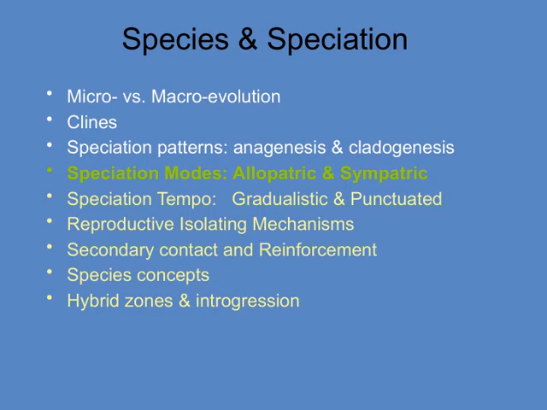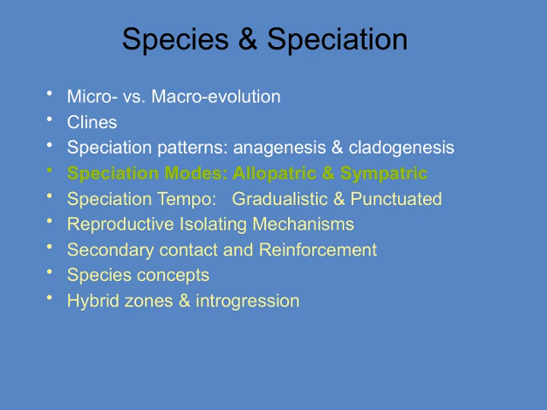Let's explore some fundamental concepts about species and how they form. When we talk about micro versus macroevolution, we're referring to the scale at which evolutionary changes occur. Microevolution involves small changes within a species, like variations in color or size, while macroevolution looks at larger shifts that can lead to the emergence of new species over time. Next, we have clines, which are gradual changes in traits across a geographical area. This illustrates how populations can vary smoothly rather than suddenly, supporting the idea that speciation can be a continuous process.